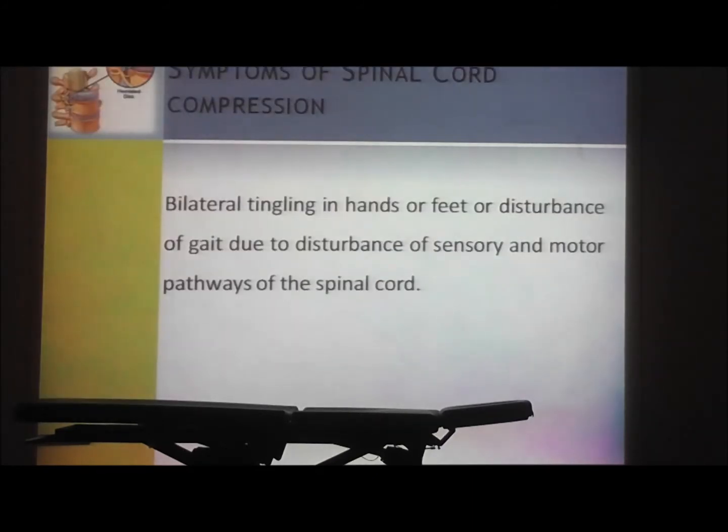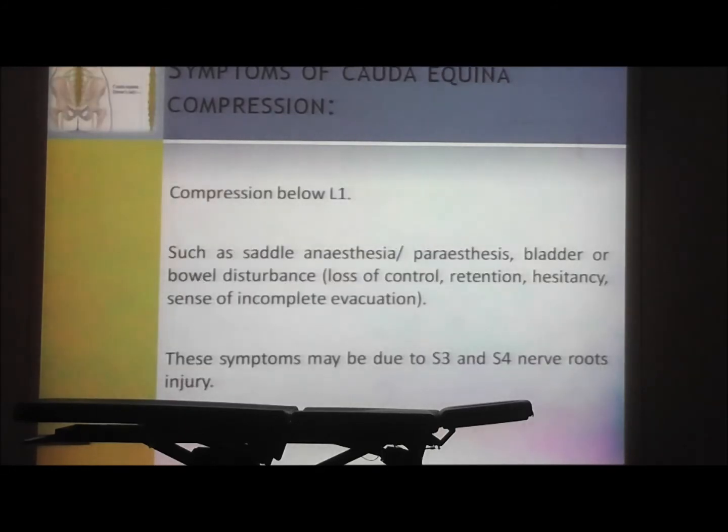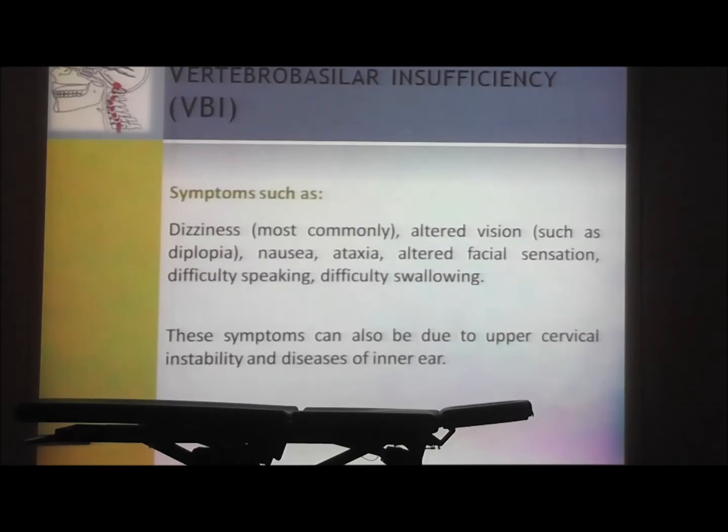Okay, then we'll go for the symptom of the cord sign. If the patient has bilateral numbness, bilateral pain, bilateral weakness, this is not for me. I will send him to the neurology doctor. Also, I will go with the symptom of cauda equina, usually it will be for the lumbar spine. Then I will go for the vertebral artery insufficiency.